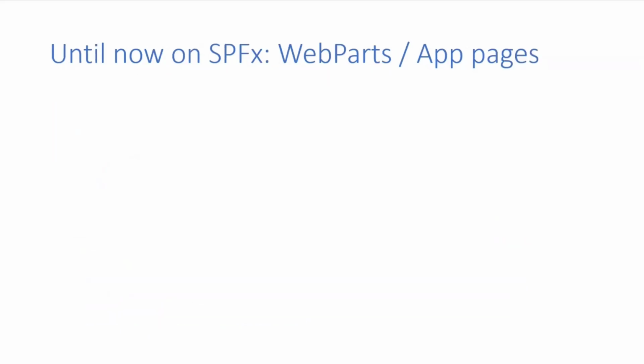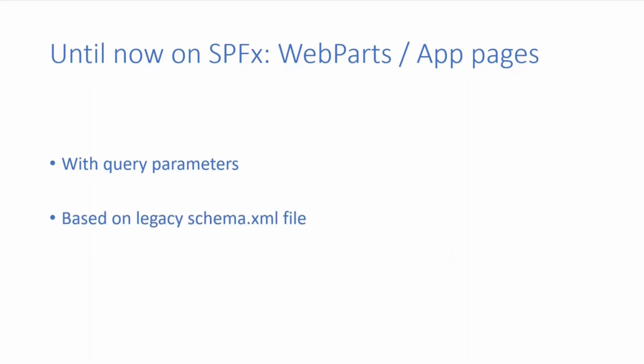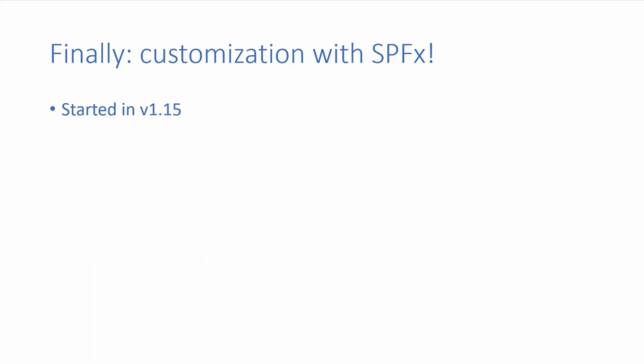Anyway, before the release of version 1.15, if you wanted to give users some specific interactions with your list, you could do it through web parts that you could deploy as application pages. You play with query parameters, or you could also include in your solution the legacy schema.xml file, which includes the list declaration and also properties regarding the URL of the different form states: edit, new, and display form. Again, this was not supported by Microsoft, even if it was working. I remember a year or two ago, a community member made a demo using this approach, and it was working.